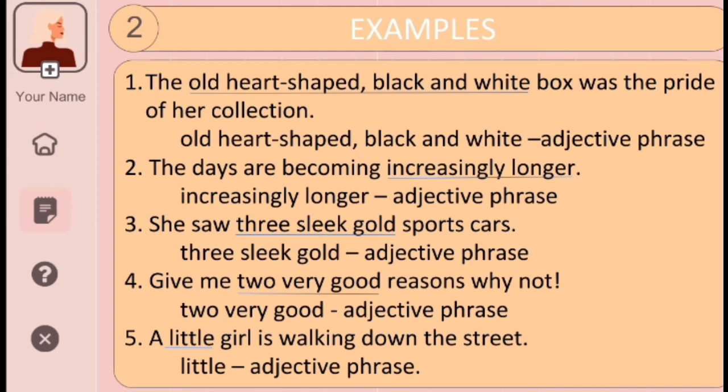Now, "and" in here is a conjunction, but it's joining together black and white, so it's still part of the adjective phrase. It's pulling them together, those two adjectives, black and white. So black is an adjective and white is an adjective also, and the conjunction "and" is pulling them together.